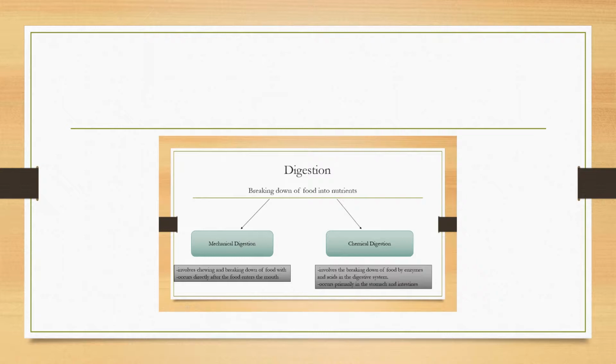Mechanical digestion is purely the physical change wherein food is just being broken down into smaller pieces. However, in chemical digestion, we already have the enzymes and the acids that help in the breaking down of food so that nutrients will be taken in and absorbed by our body.